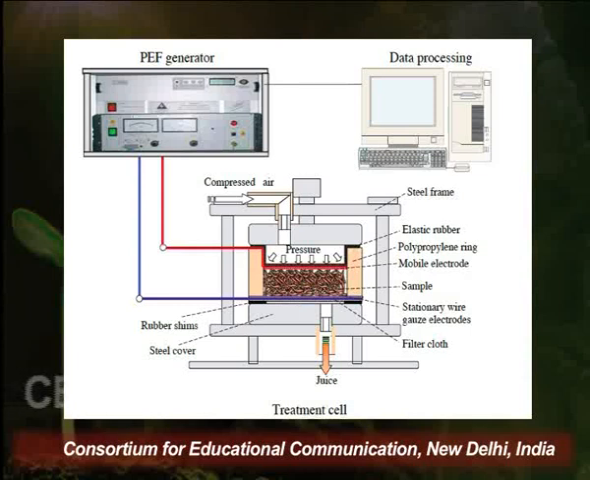Now it has been observed that whenever pressing of the plant material is done along with the pulse electric field or the current pulses, the extraction efficiency improves, and the yield of the extract or the juice, whatever we are extracting, improves tremendously in comparison to when this technique is used without pressing.